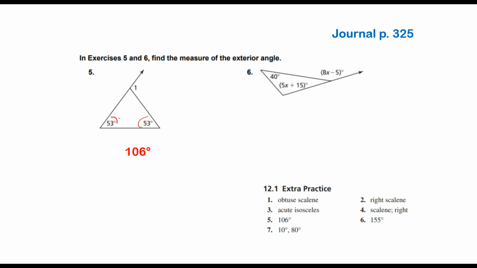And problem 6, find the measure of the exterior angle. Exterior angle is 8x minus 5 here. So we make that equal to the sum of these two. And we get 155 degrees when we plug that x back in.